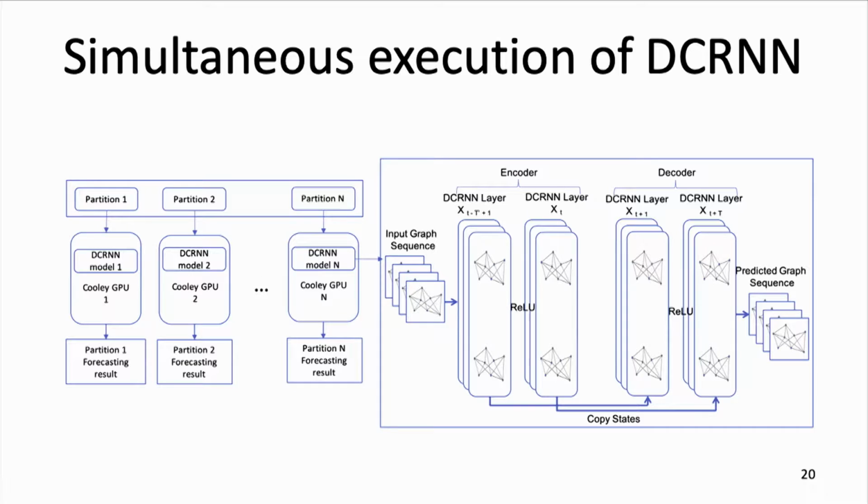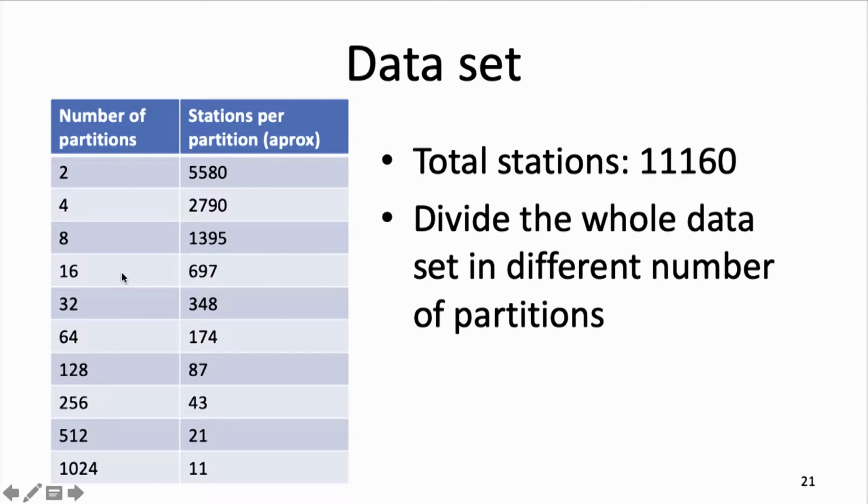And this is the DCRNN architecture for scaling these subgraphs. Here each of these partitions runs simultaneously on each GPU node and produces the result, and we aggregate the results at the end and see how the network is performing.